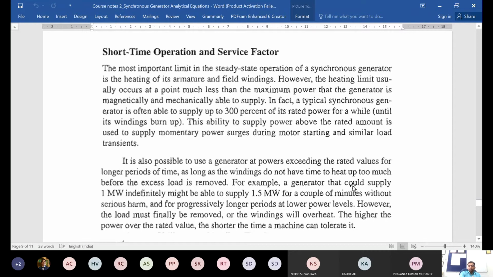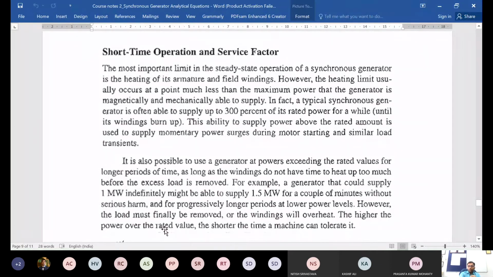So for example, it is given here, a generator that could supply 1 megawatt indefinitely might be able to supply 1.5 megawatt for a couple of minutes without serious harm. So that type of thing is possible, that for maybe a couple of minutes, it can go even up to 50% overload, and progressively longer periods at lower power levels. So there is a relationship here.